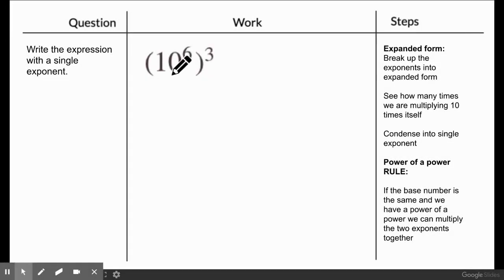Here we're asked to write the expression with a single exponent, where we have 10 to the power of 6, to the power of 3. Eventually, we're going to want to use the power of a power rule because it makes things much simpler. But to show you why that works, I'll walk through it in expanded form as well.